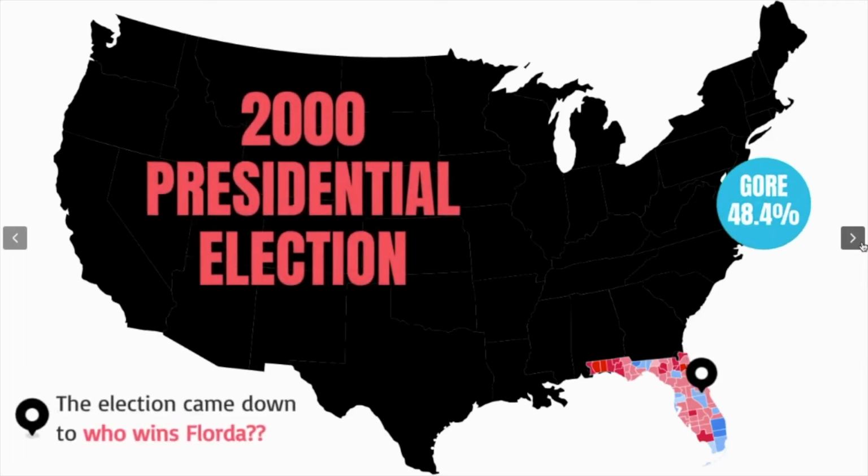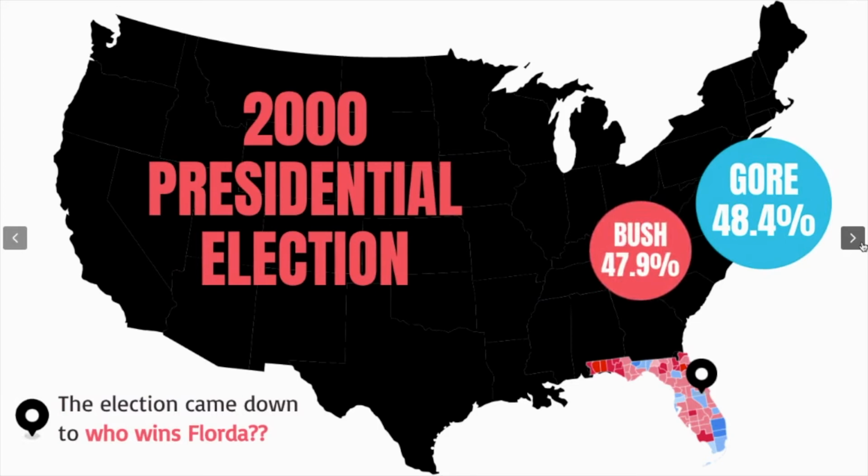How close? Well, the popular vote was less than a 1% difference between Gore and Bush, with Al Gore having the lead. But neither Bush or Gore had secured the 270 electoral votes needed to win the Electoral College. Remember that from our last video? So the election came down to who would win Florida, which we're still counting their votes.